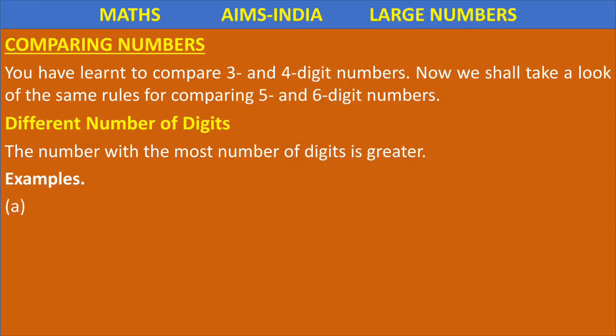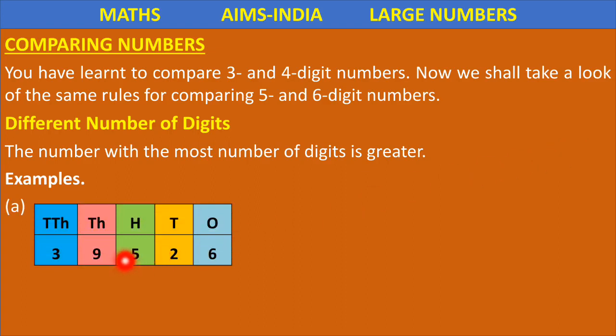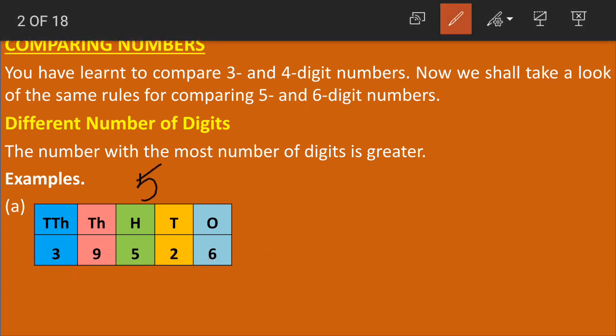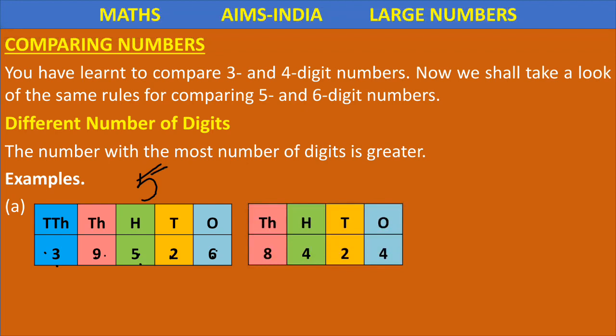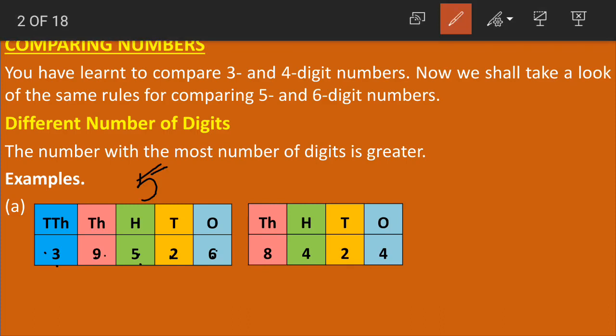Examples. Let us look at some examples here. This number on the left side has 1, 2, 3, 4 and 5 digits. How many digits, children? It has 5 digits. What is the number? 39,526, which has 5 digits. Next number has how many digits? The next number has 4 digits. Am I right? 1, 2, 3, 4. And what is the number? The number is 8,424.